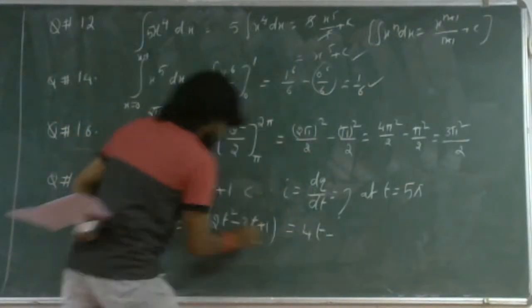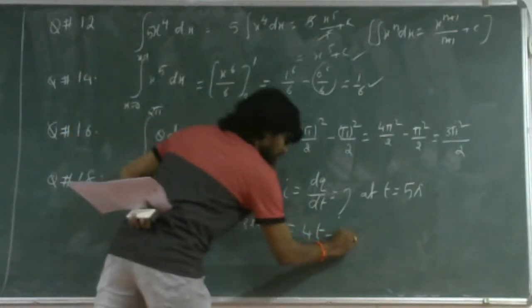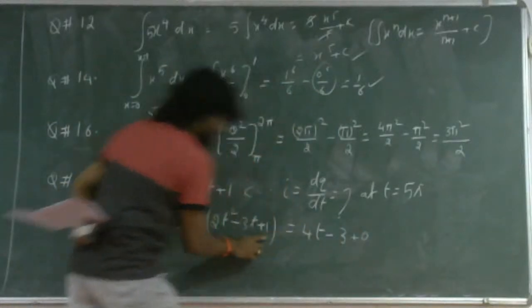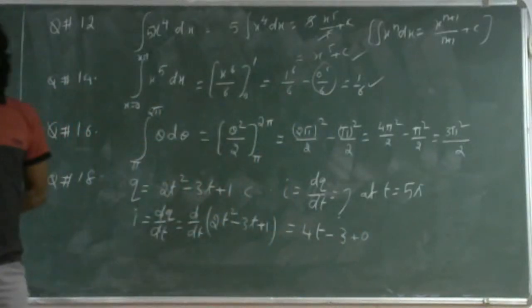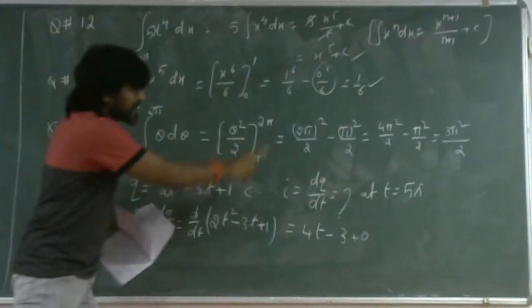Minus 3 into d by dt of t is 1. So you get minus 3 into 1, that is minus 3, plus 0, since d by dt of 1 is 0. Right? This is the current. But you are asked to find what is the current at t equal to 5 seconds.